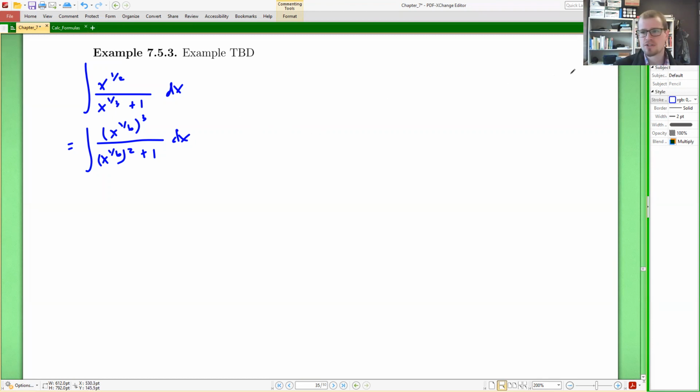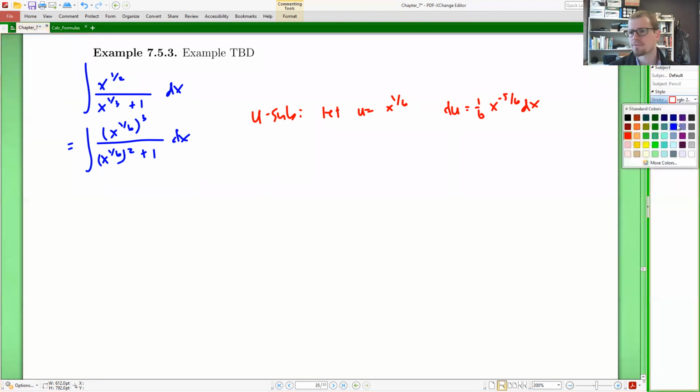All right, so once I can do that, this encourages the use of substitution to write it as a quotient of polynomials. Let u be equal to x to the 1/6. That would give us du is equal to 1/6 x to the negative 5/6 dx. We don't have the x to the negative 5/6, but we can represent that very nicely by du. So making the substitutions we need will help us greatly.